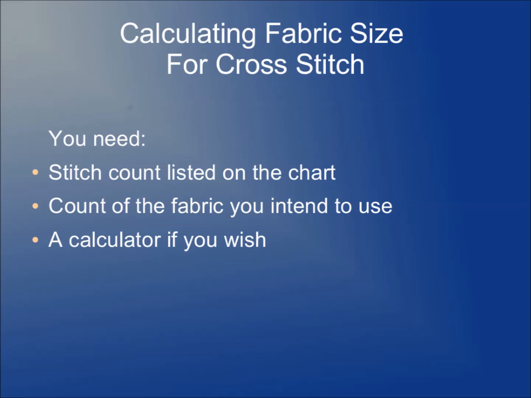And you need to know if you're stitching over 1 or over 2. And then if you wish, you need a calculator. If you don't want to do the math yourself, grab a calculator to help you do the math. That's all you need. I told you this is very simple. So you just need your stitch count, your fabric, your calculator, and you're ready to go.